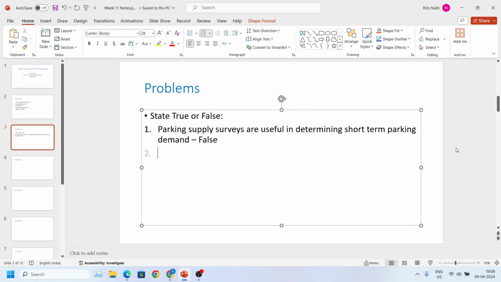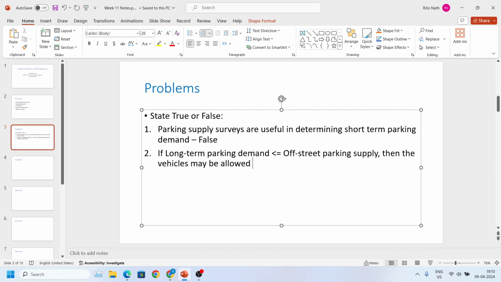Another one is: suppose I tell you, if long-term parking demand is less than or equal to off-street parking supply, then the vehicles may be allowed to park on the on-street facility.